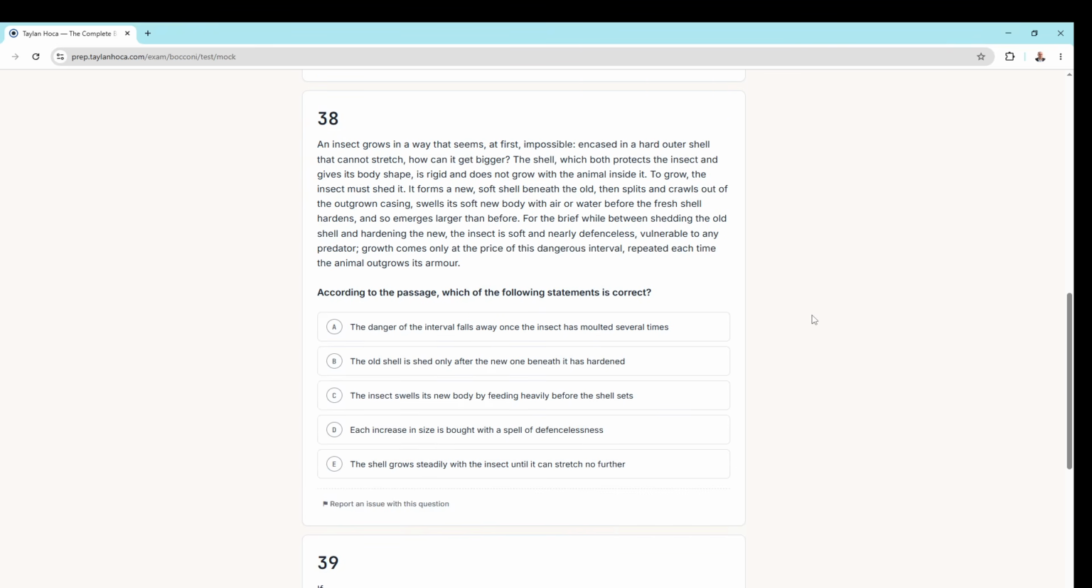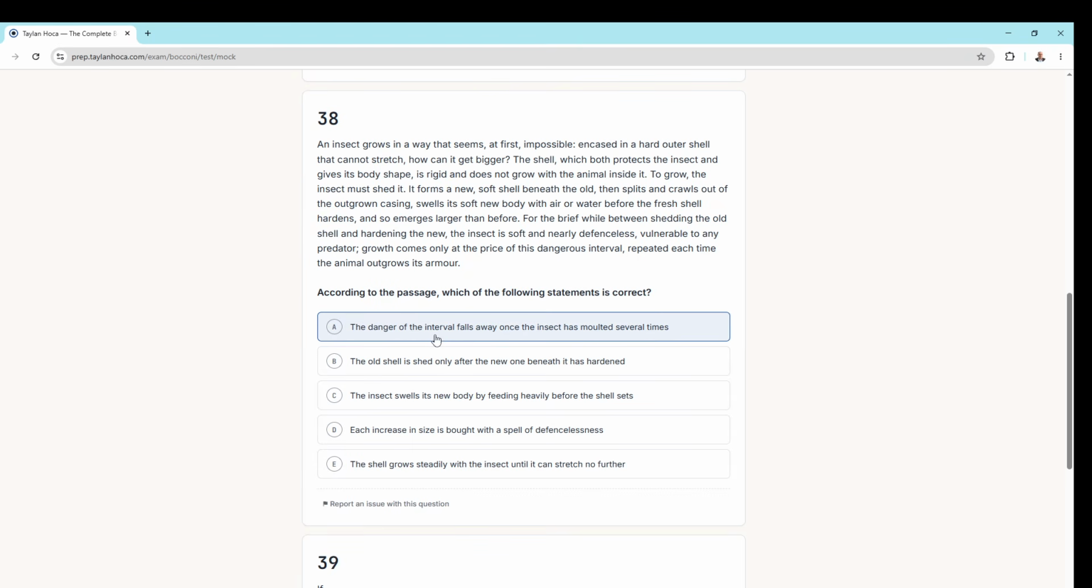According to the passage, which of the following statements is correct? An insect grows in a way that seems at first impossible, encased in a hard outer shell that cannot stretch. To grow, the insect must shed it. It changes the shell, outgrows it. For the brief while between shedding the old shell and hardening the new, the insect is soft and nearly defenseless.